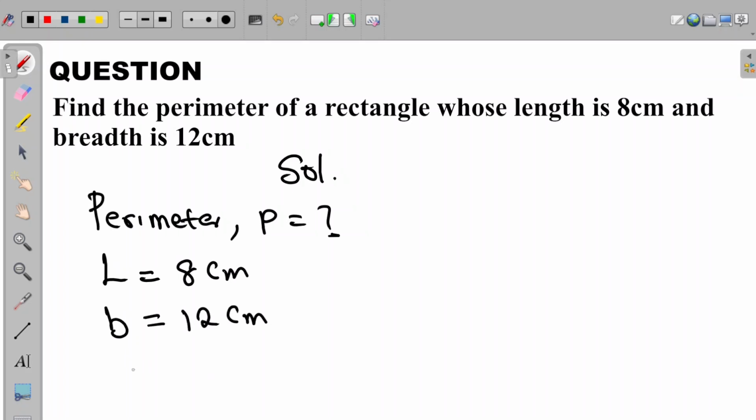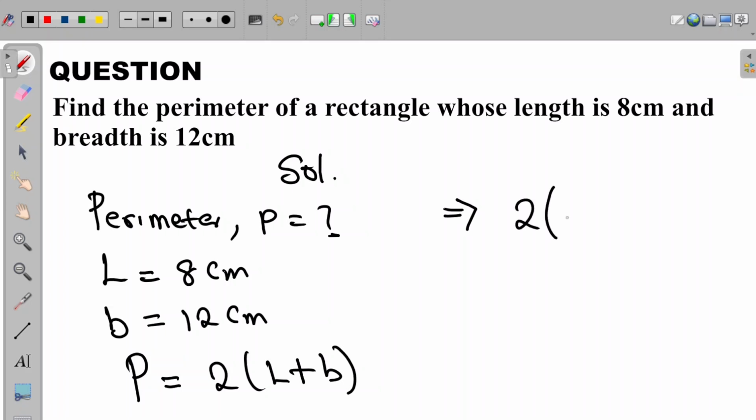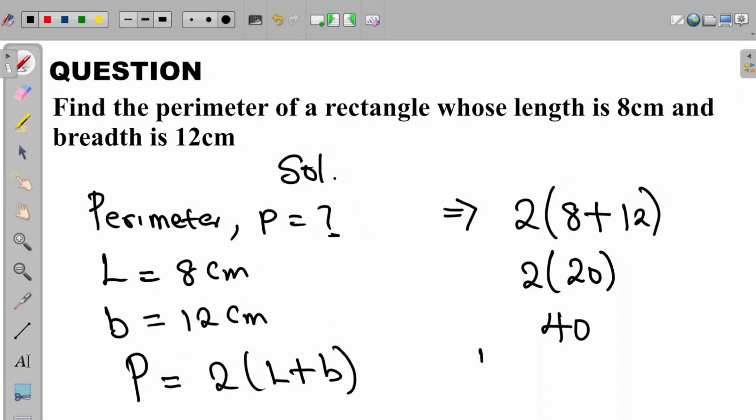Now recall that perimeter P is equal to 2 multiplied by length plus the breadth. And this now can be expressed as 2 multiply, our length is 8 plus the breadth is 12. So this becomes 2, open bracket, 8 plus 12 is 20. So 2 times 20 is equal to 40. So therefore, perimeter is equal to 40 cm.